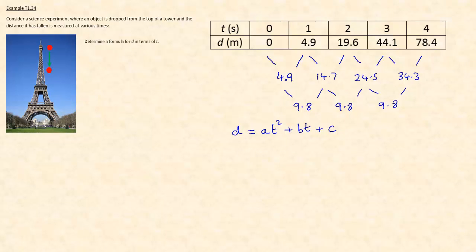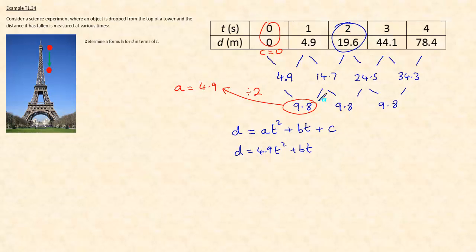Now, there is a slight shortcut to finding some of these. The constant second difference was 9.8. If we divide that by 2, we get 4.9, and that is the value of a. In this case, we know that d is 0 when t is 0. That tells us that c is 0. So far we have that d is equal to 4.9 t squared plus bt. Remember, the c is 0, so that disappears.